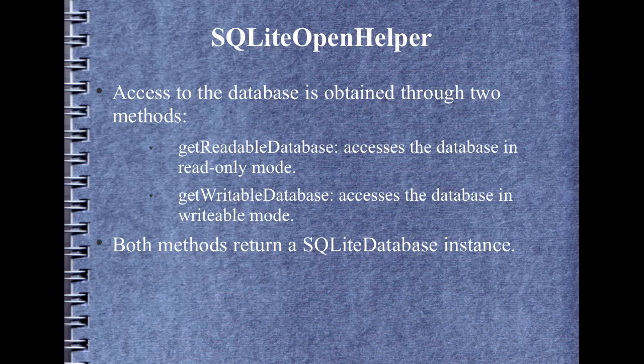We obtain access to the database through two methods of the SQLiteOpenHelper subclass. One is called getReadableDatabase and one getWritableDatabase. Now, getReadableDatabase will only give us a read-only copy of the database. In other words, if all we're going to be doing is SQL selects, getReadableDatabase is fine. But if we're going to do updates, inserts, deletes, and so forth, we need a writable database, and we would use getWritableDatabase.